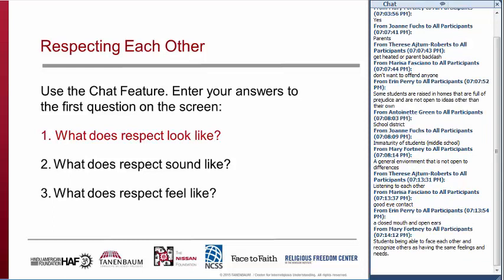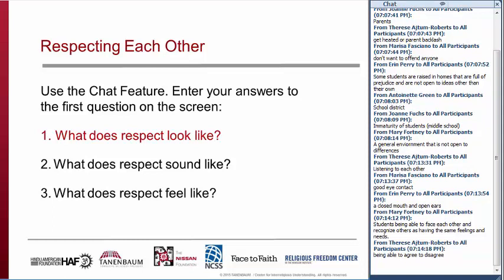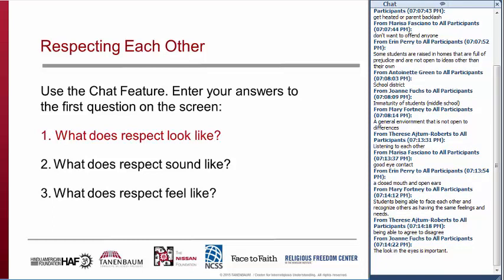Okay, students being able to face each other and recognize others as having the same feelings and needs, being able to agree to disagree. The look in the eyes is important. Okay, these are really great. Thank you for sharing all of these.